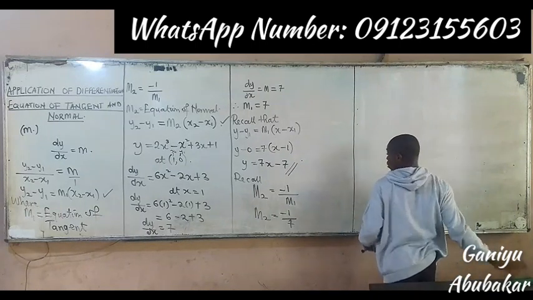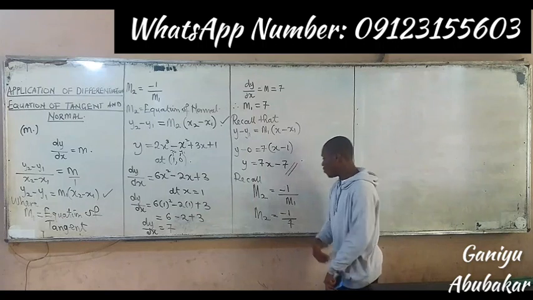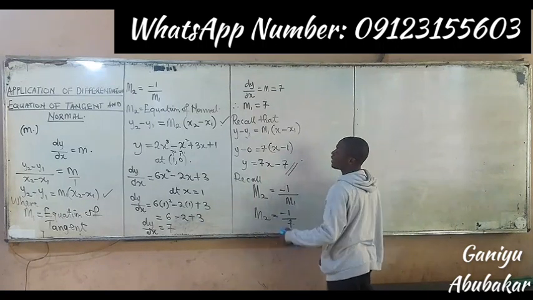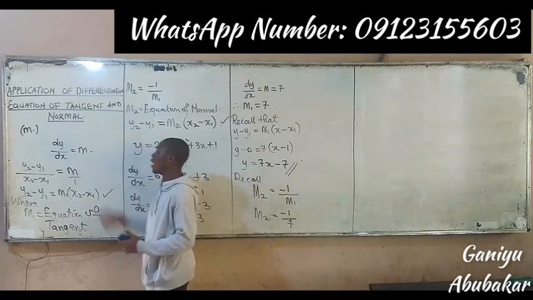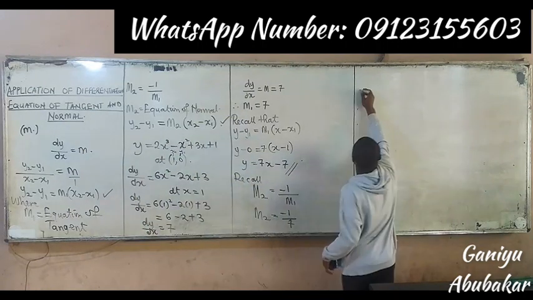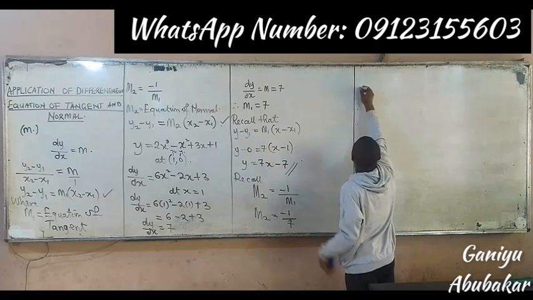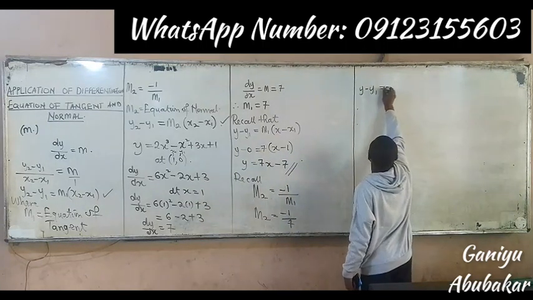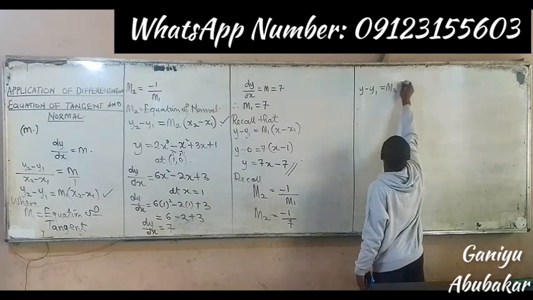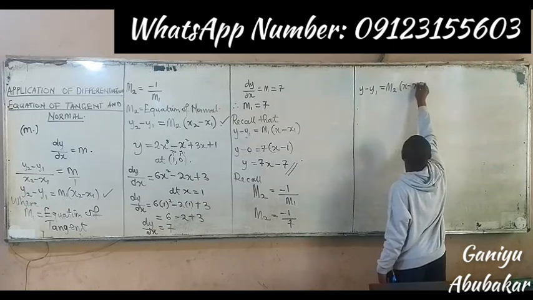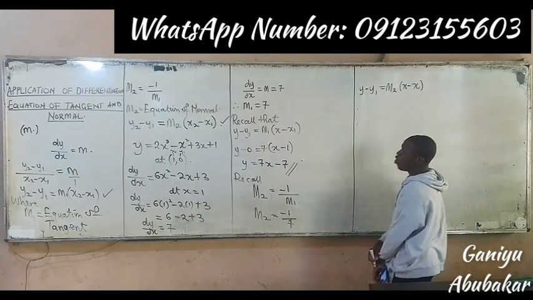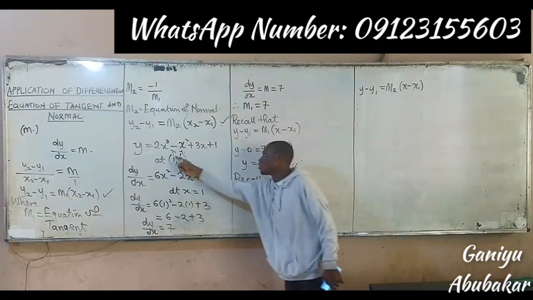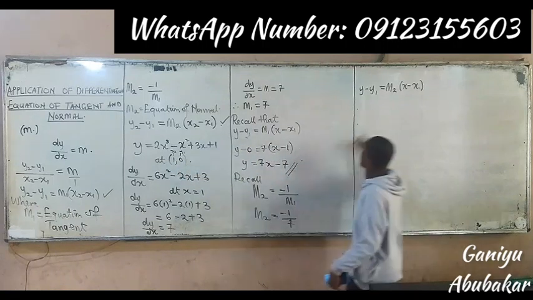Alright, from here please, look up. From here, I've gotten my m2. So let's get the equation of normal. For equation of normal, we have that y minus y1 is equal to m2 into x minus x1. Of course, I'm using the same coordinate system. So x1 is 1, y1 is 0, and this concept is the same thing.